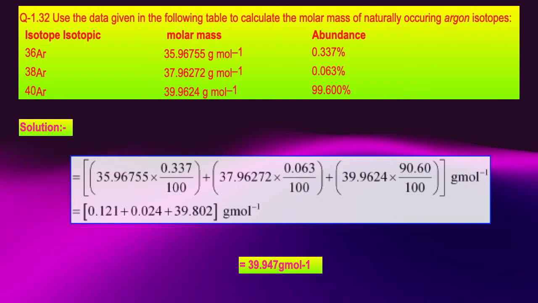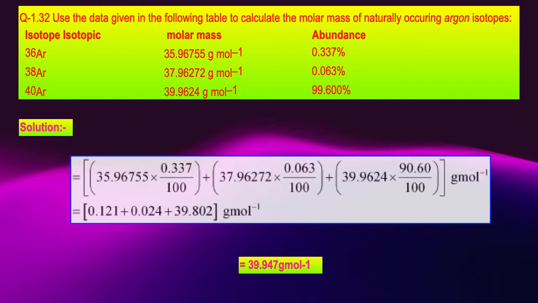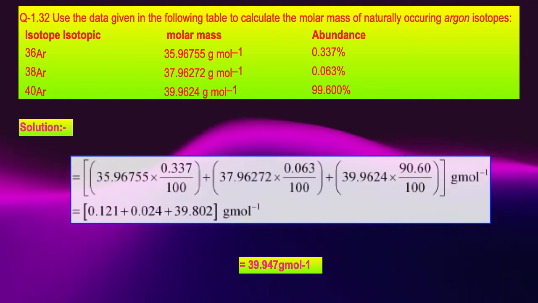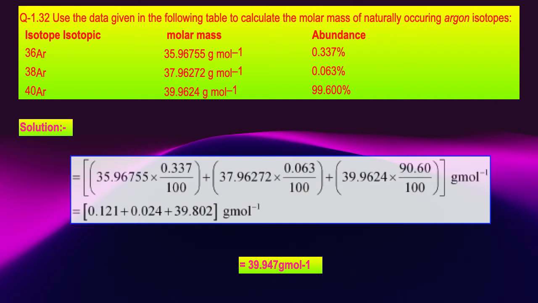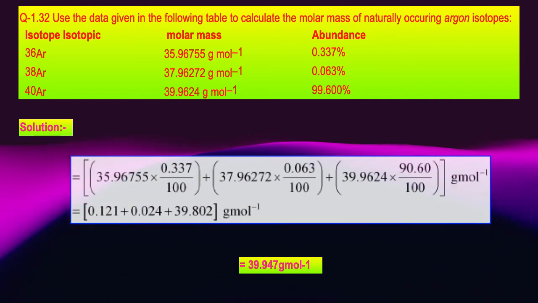If its molar mass is 36.96755 gram, then it will be multiplied by this term, as shown in the equation. The molar mass is multiplied by the percentage and divided by 100. In this way we will do it for all the isotopes and we will get the average atomic mass.